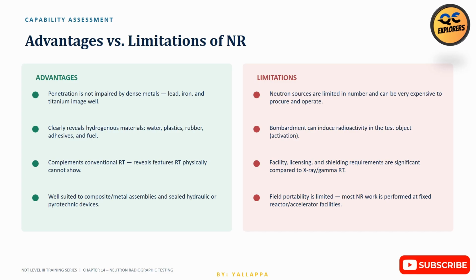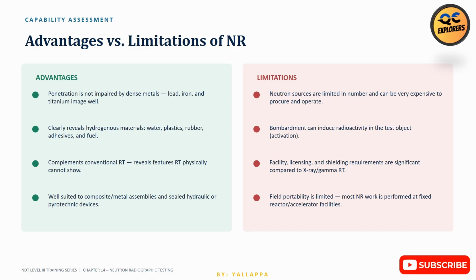One of the most remarkable features of neutron radiography is that its penetration is not significantly affected by many dense engineering metals. Materials such as lead, steel, iron, and titanium, which strongly absorb X-rays and gamma rays, allow thermal neutrons to pass with relatively little attenuation. This gives neutron radiography a unique capability when inspecting assemblies that combine metal structures with non-metallic internal components.